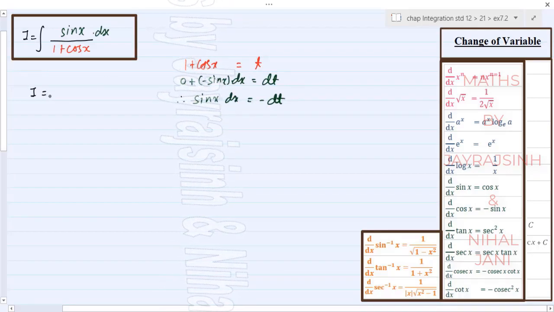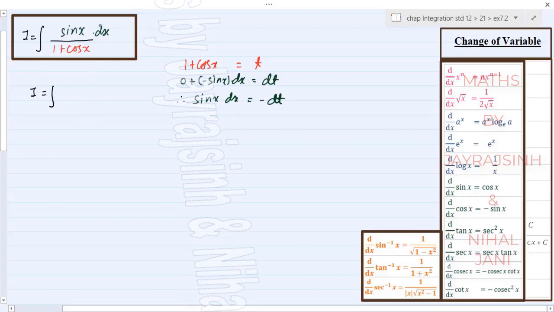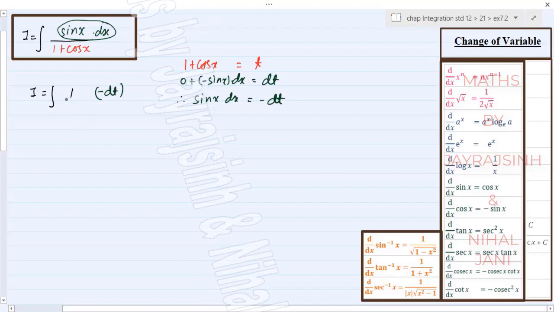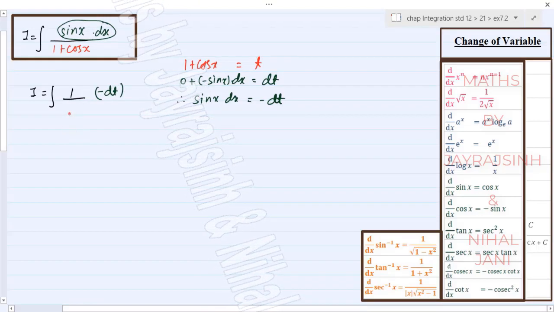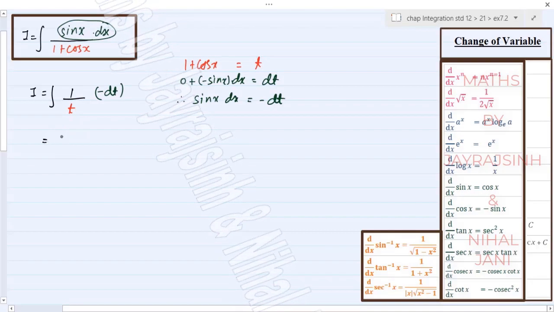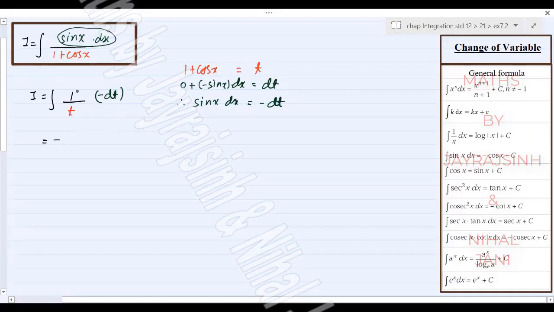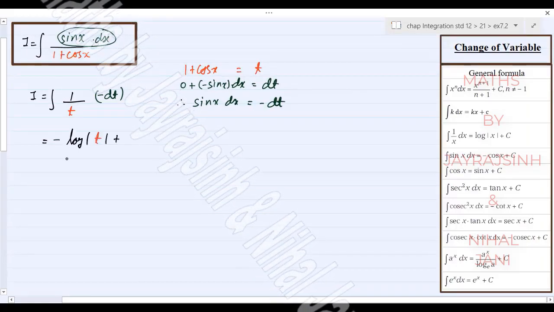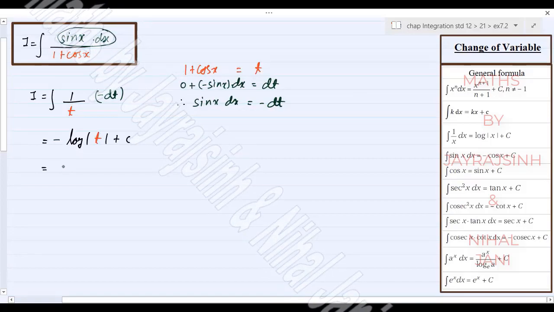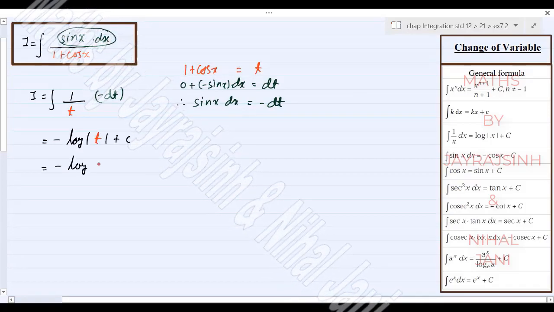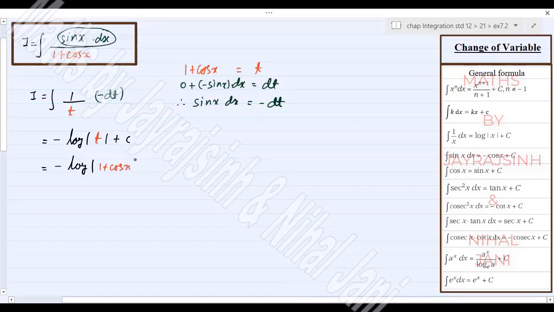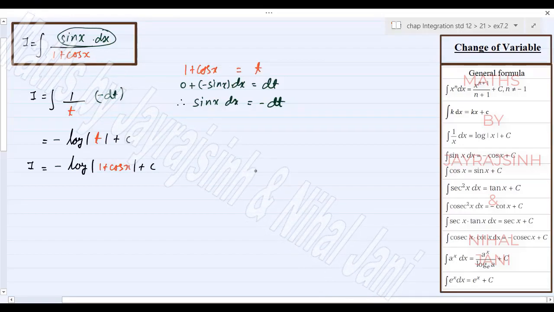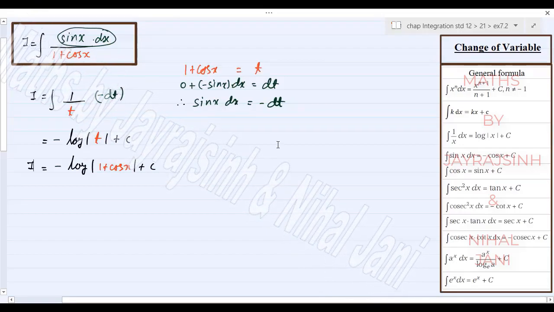So here we can modify our integration as this sin x dot dx will become minus dt, and 1 upon 1 plus cos x will become 1 upon t. So we don't have to worry about this negative sign. Integration of 1 upon t is simply log mod t plus c. And to get the final answer, just substitute the value of t, which is 1 plus cos x. So minus log of 1 plus cos x plus c is your final answer. Ta-da!